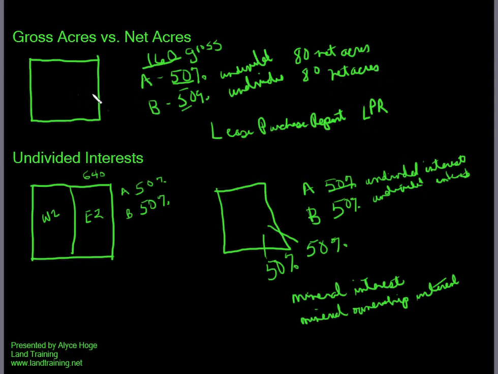So their 50% interest would be 50% of the whole. 50% undivided interest.